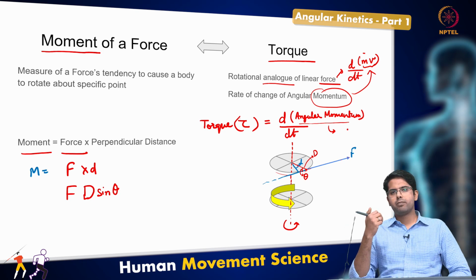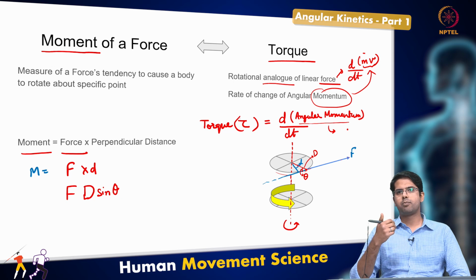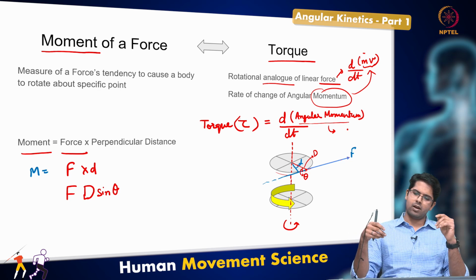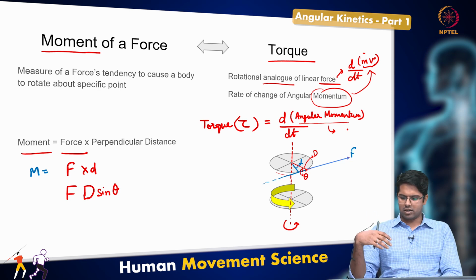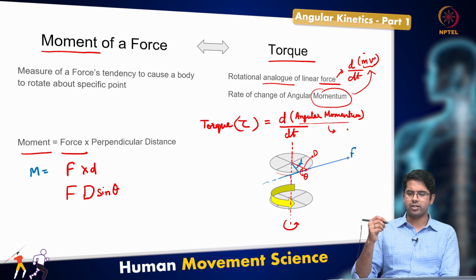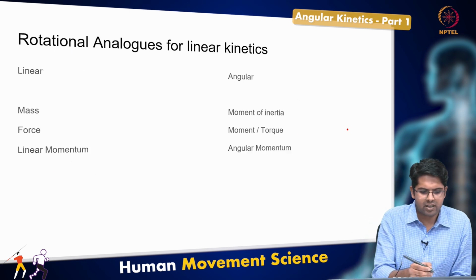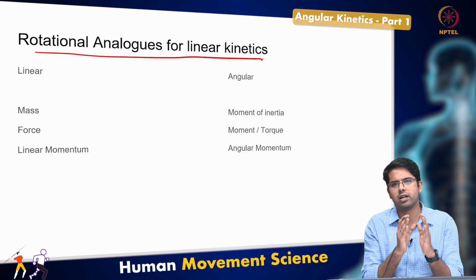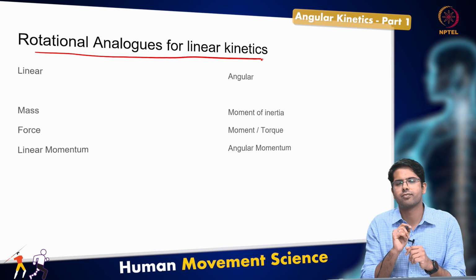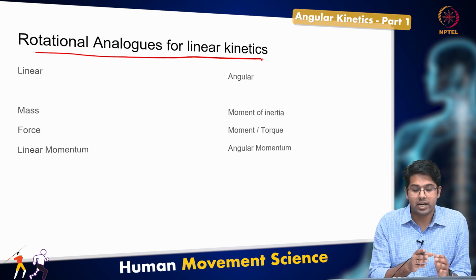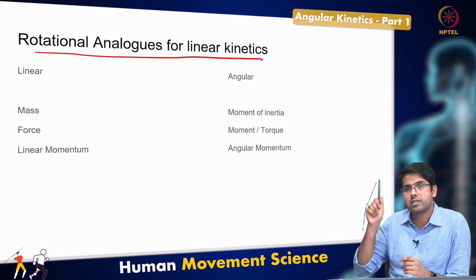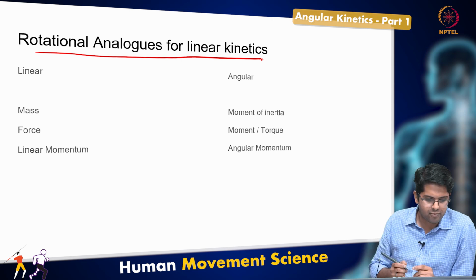For linear momentum, we said that it is the tendency of a body to move. We measured it by the mass of the body and the velocity with which it was moving. But when we come to rotational systems, there's a slight difference. So let's try to understand these analogues or equivalences between the linear systems and the rotational systems.